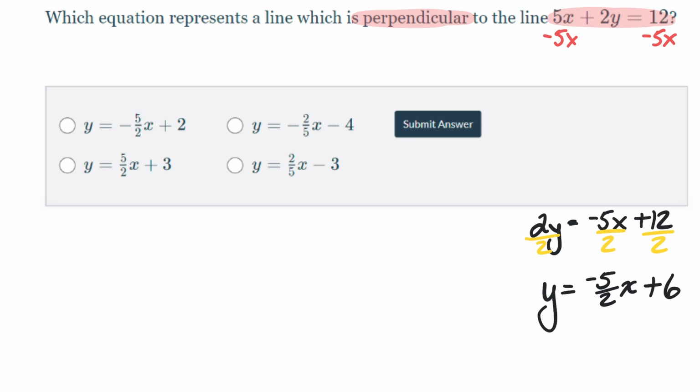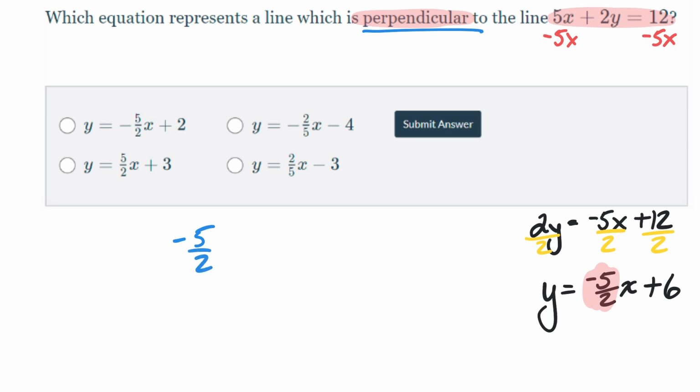Main thing we need to recognize immediately is our slope. Our slope is negative 5/2. And we also were told that we are looking for the perpendicular line to this. Well, it's all about the slope. So let's make our conversion here.